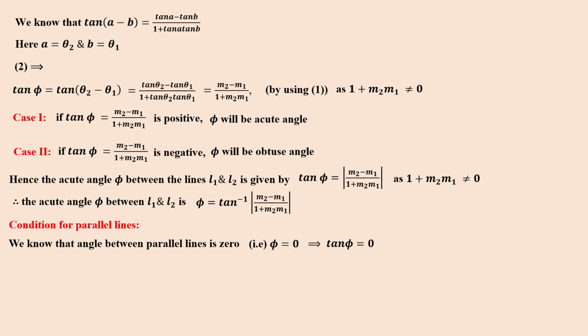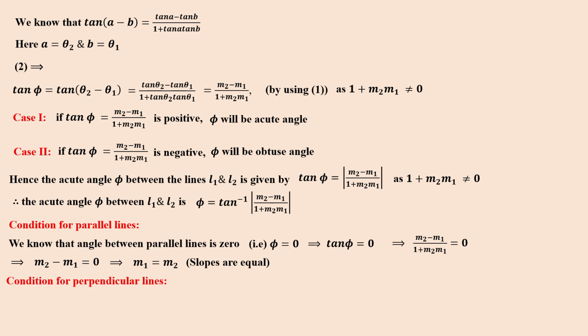So tan θ equal to 0, so (m2 minus m1) by (1 plus m2 m1) equal to 0. Cross multiplying, 1 plus m2 m1 into 0 is 0. So m2 equal to m1. Slopes are equal. For the perpendicular line condition, we know the angle between perpendicular lines is 90 degrees, that is π by 2.